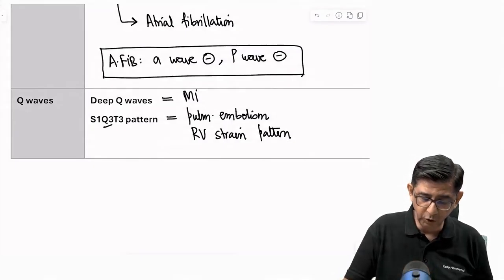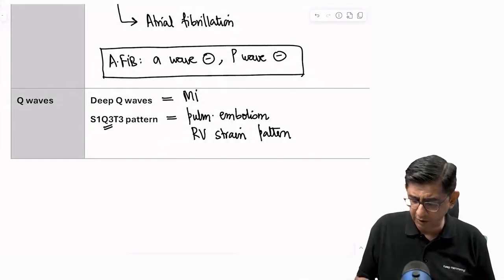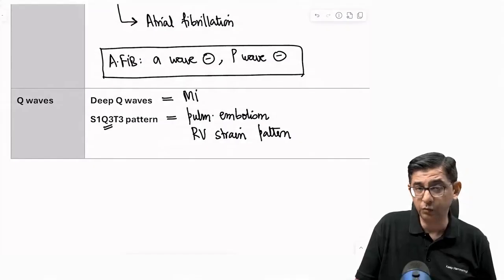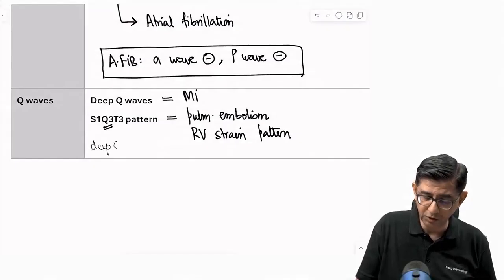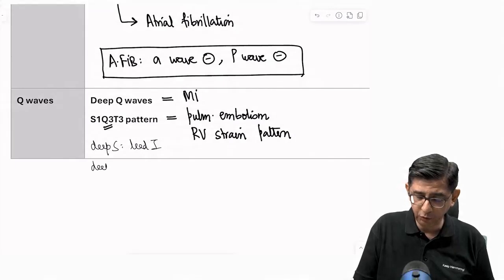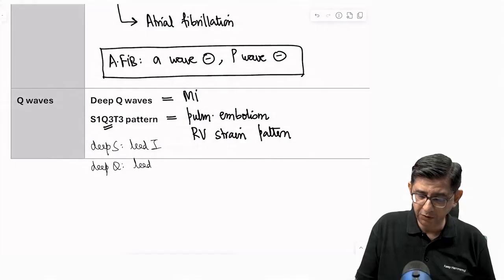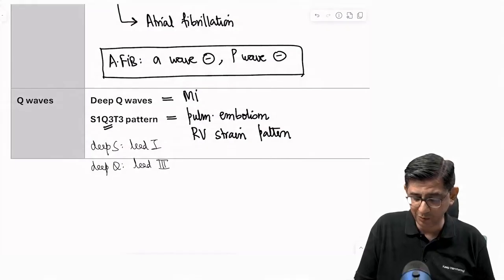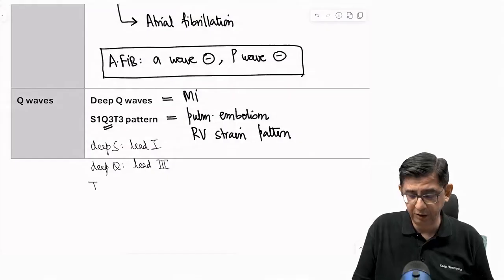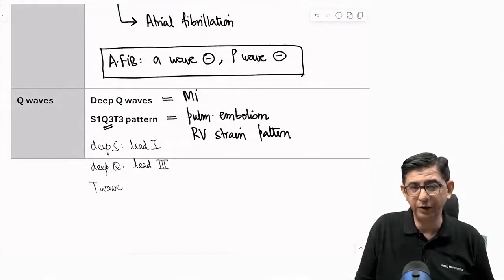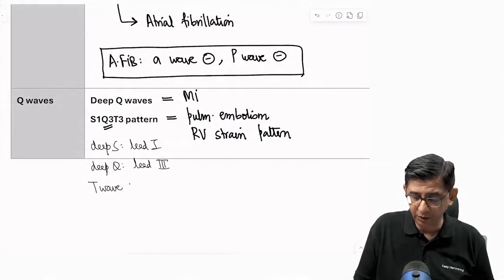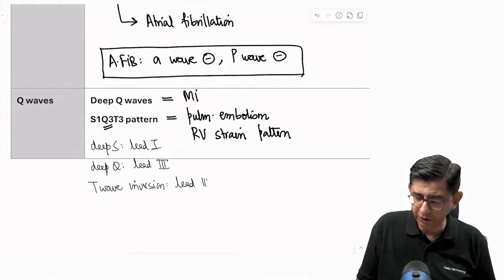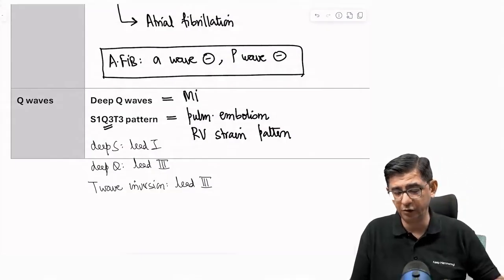So here, Q3 is one of the components. In fact, let me describe this part here only. The meaning of S1, Q3, T3, though they will not ask you this, just for understanding, is deep S waves in lead 1, then deep Q waves in lead 3, and then T wave inversion in lead 3. That is why we call it S1, Q3, T3. This is a feature of pulmonary embolism and right ventricular strain pattern.